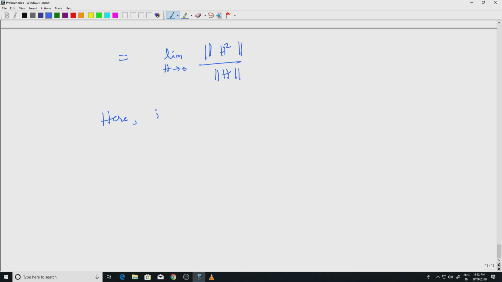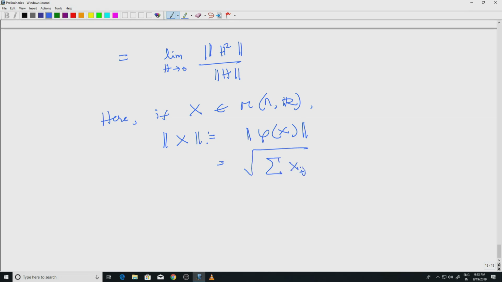Here, if X belongs to M_n(R), norm X is, so I defined that isomorphism from M_n(R) to R^(n squared), so I will use that isomorphism. So this is the definition of norm X. Norm X is norm of phi of X. The point being that phi of X is an element of R^(n squared), and this norm is the usual Euclidean norm. And remember, phi of X was just the entries of X laid out row by row. So if one takes the Euclidean norm of this, one gets the square root of the sum of x_ij squared, i, j equal to 1 to n.